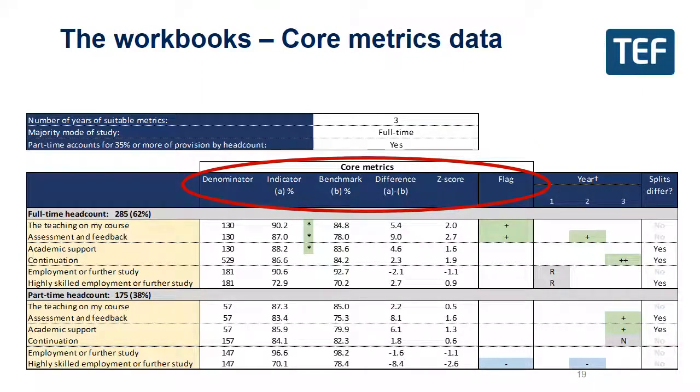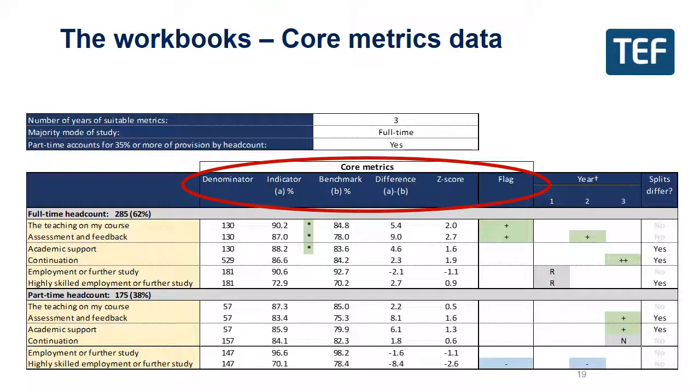So that is how we calculate each of the metric indicators. But in total, there are 6 different elements of the core metrics data, and these are highlighted in the workbook here. We've discussed a couple of these already. The denominators for each metric give the total number of students contributing to the calculation. We've covered the next column, the indicators, which are the percentage of those students that are counted positively. The denominator and the indicator tell us about a provider's actual performance.